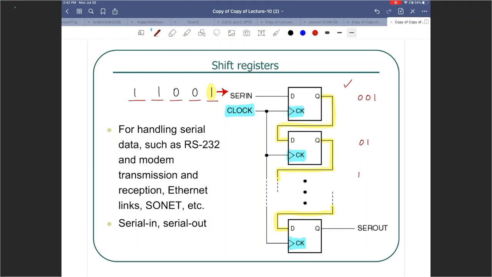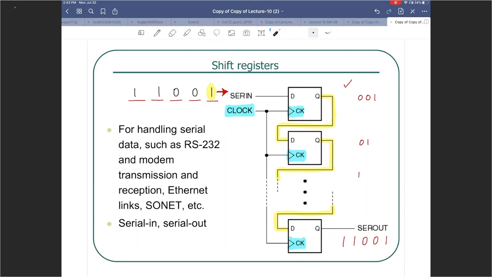Eventually, after you clock everything through, you are going to have the serial output come out as 1, 0, 0, 1, 1. But it will have to clock through many times because there are 5 bits. It will take in only one bit per positive edge of the clock.